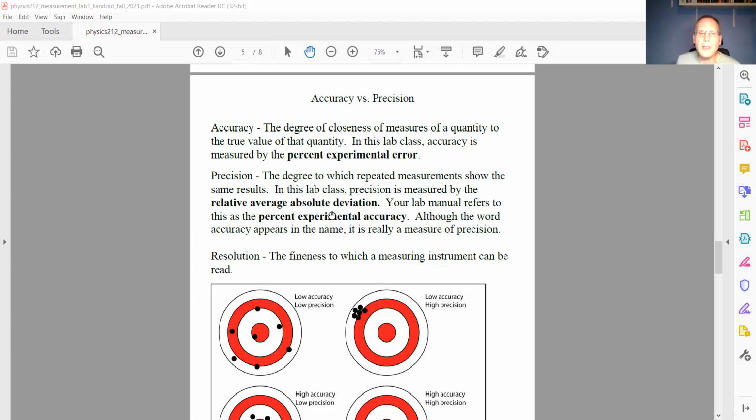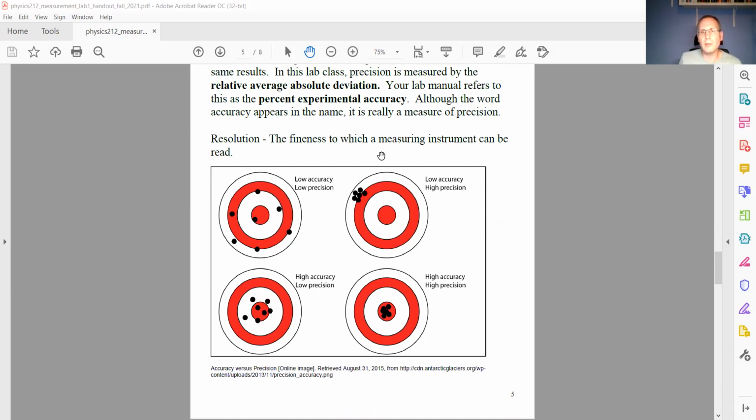And then resolution is the finest to which a measuring instrument can be read. Basically, it's how many decimal places you can read a particular instrument, whether it's a vernier caliper, which measures distances, which we'll talk about later in this lab, or a scale that measures masses. Can we read it to 2 decimal places, 3 decimal places? That gives you the resolution of the instrument.